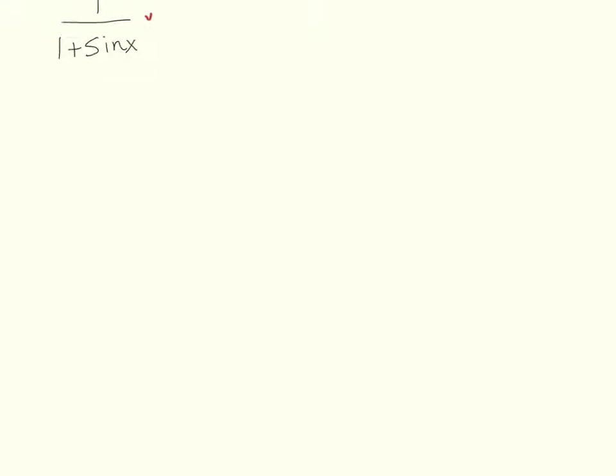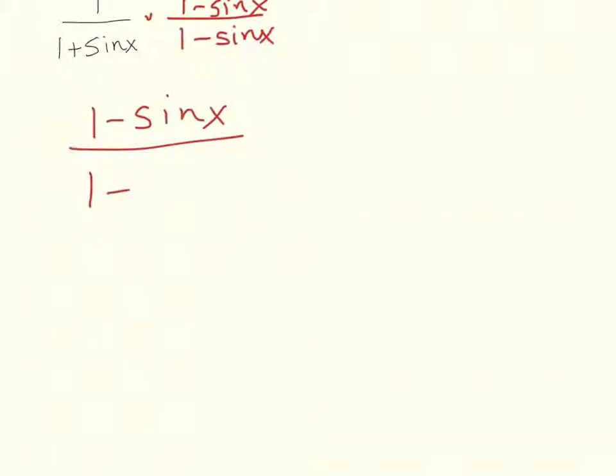And in this case, what is it going to be? Since we have a 1 plus sine x, it's simply 1 minus sine x. And if we multiply the bottom by that, we have to multiply the top by the same. So when we multiply the top and bottom by 1 minus sine x over 1 minus sine x, we get 1 minus sine x, and in the bottom we end up getting 1 minus sine squared of x. Distribute and the middle terms cancel, and that's what we get.